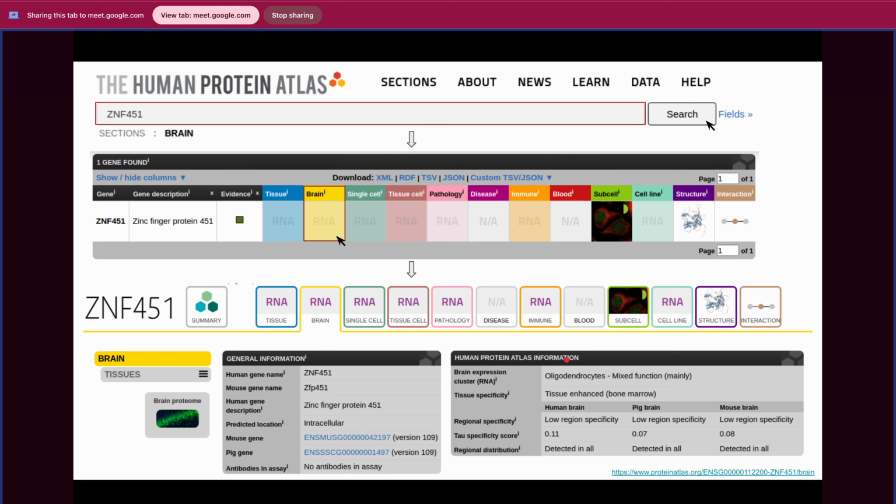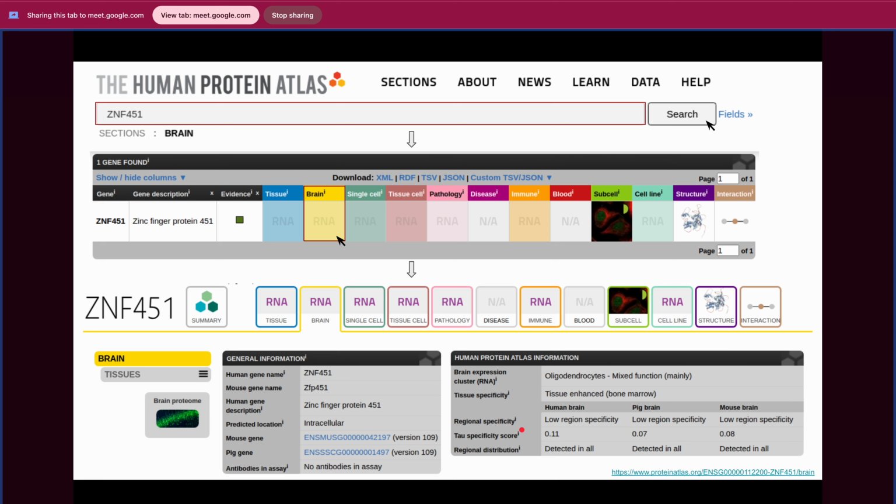Similarly, if you further look at the right side, it will tell you about the brain expression cluster, so in which part of the brain it is being expressed, that information will be given. In tissue specificity, it will tell you whether it is tissue enhanced, tissue specific, or expressed and not specific to this particular tissue. So all that information will be given here.